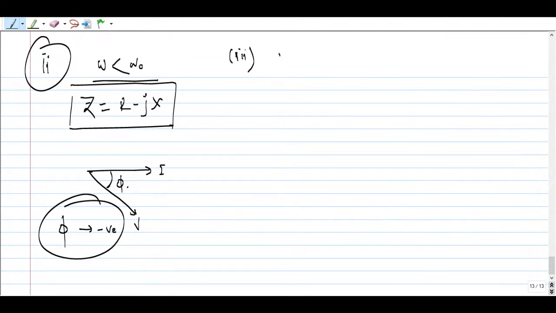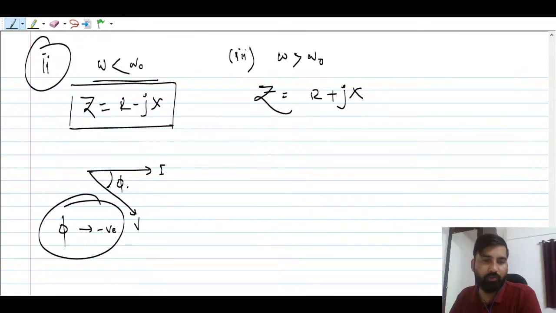Third one is going to be, if omega is greater than omega naught, Z is equal to R plus JX. So your overall impedance is going to be R plus JX. Here the capacitive reactance will not be there. Here the inductive reactance will dominate.